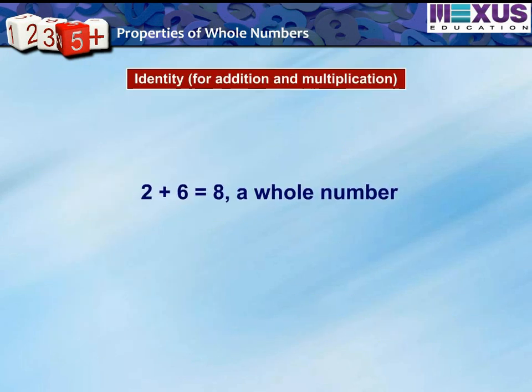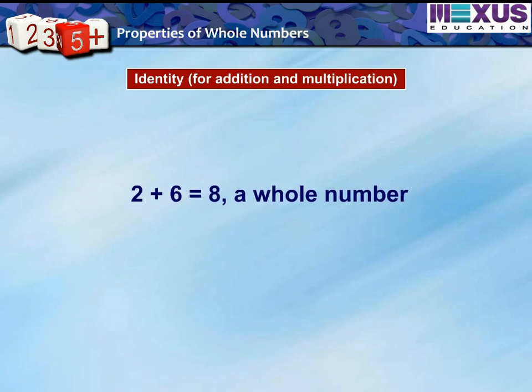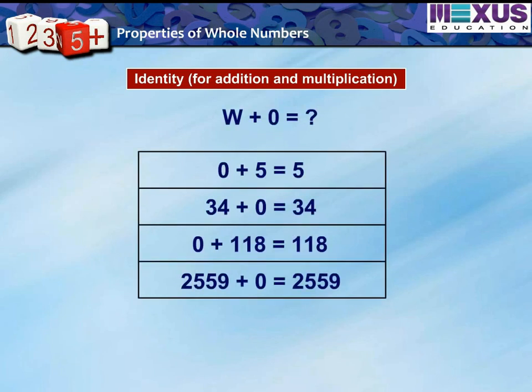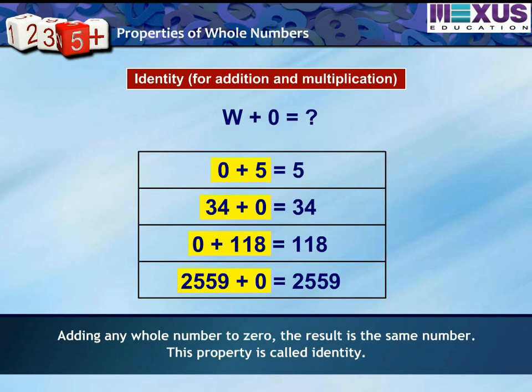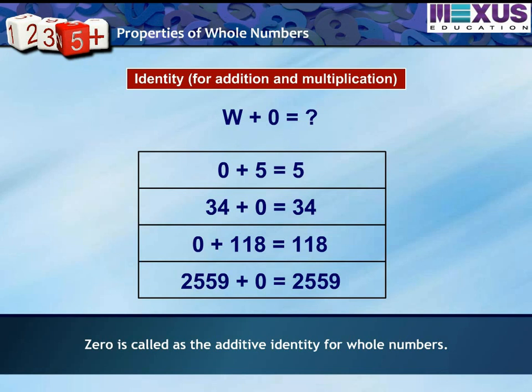When we add any two whole numbers, we get a new whole number, right? But what if we add 0 to any whole number? Do we get a new number? Let's observe the following table. We see that adding any whole number to 0, the result is the same number. This property is called identity. Therefore, 0 is called the additive identity for whole numbers.